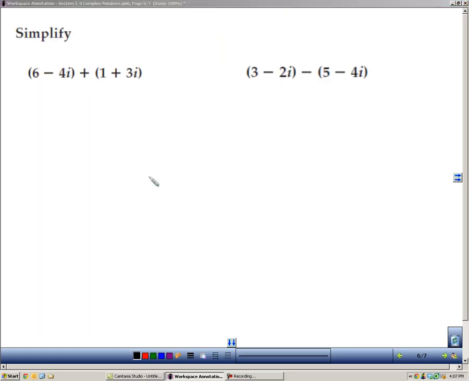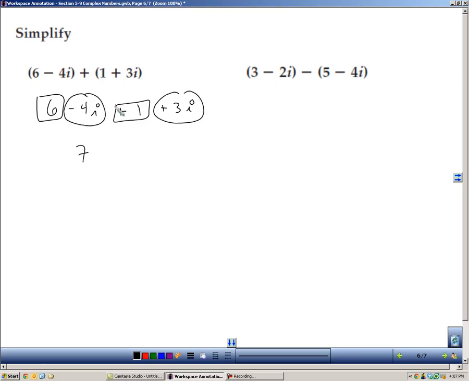Here we'll add and subtract some complex numbers. Since we're adding, we can treat this as if the parentheses really were not here at all. Now we can only add values that are real and then also values that are imaginary. So here I can add the 6 plus 1. It's like collecting like terms. And I can add negative 4i with positive 3i to get negative 1i. Typically you'd probably see that written this way, 7 minus i.